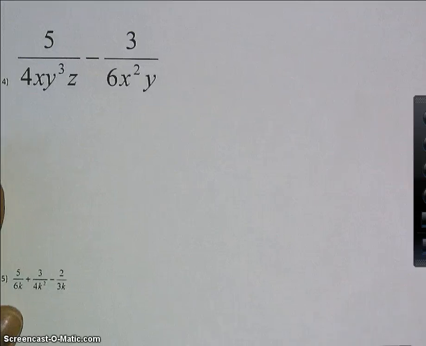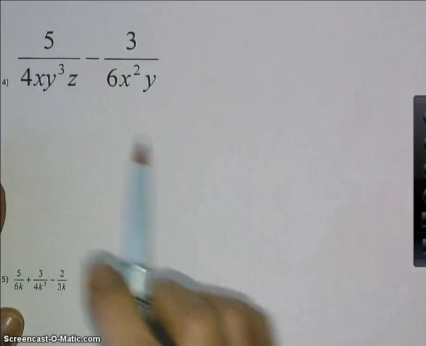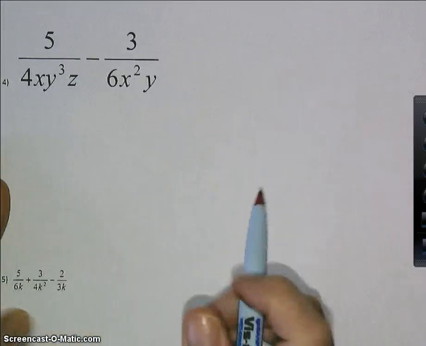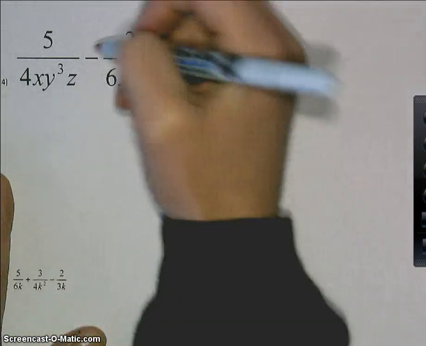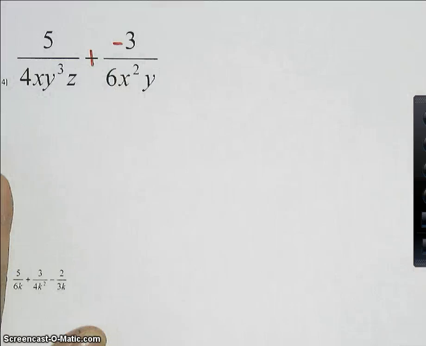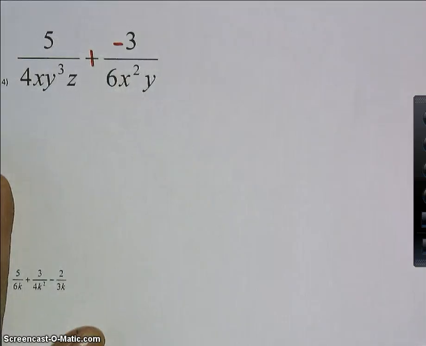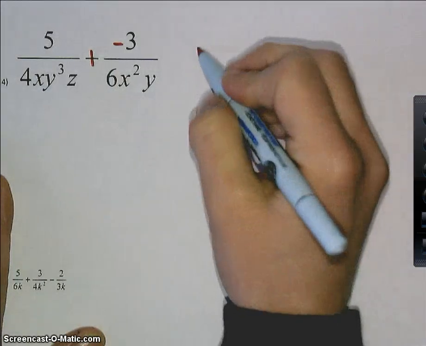Okay, for our final example, we have a few more variables that we need to worry about for this one. So once again, I'm subtracting, so I'm just going to right away change that to plus and minus 3, just so I know that's a negative 3. And I need to find my LCD.